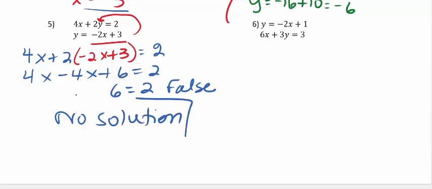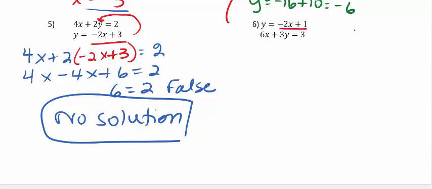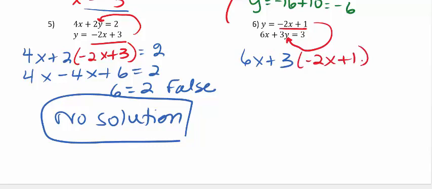If we were to graph those two lines on the same coordinate plane, we would see that they would be parallel lines. So let's take a look at number 6. Looking at the two equations, the one that has the variable that's all alone is this first equation, y equals -2x plus 1, so we're going to substitute that in place of y in the second equation. And we're going to rewrite this as 6x plus 3 and substitute in -2x plus 1 in place of y, and that's all going to equal 3.